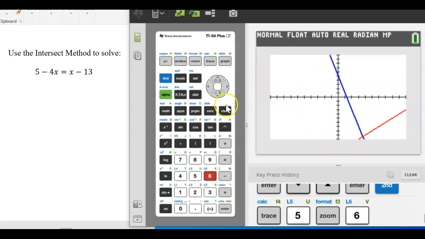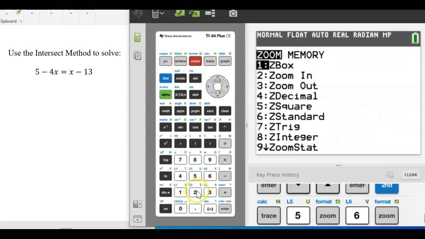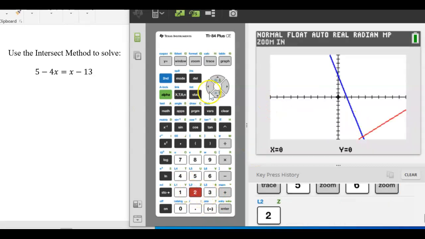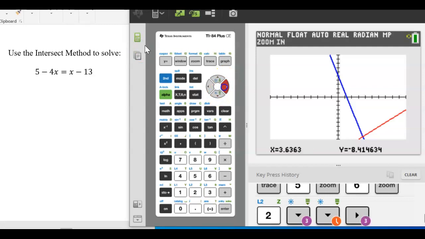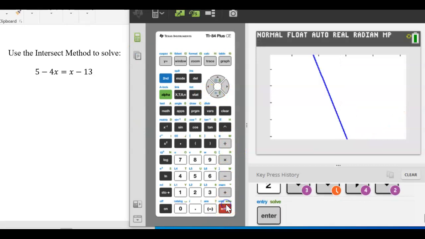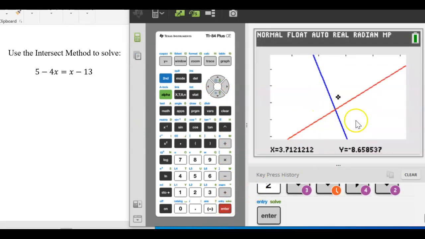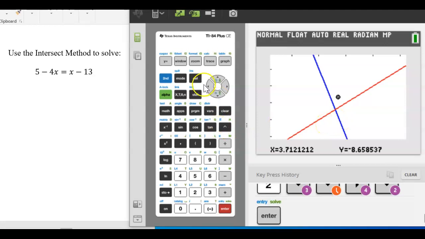So maybe what I'd like to do is zoom a little closer to my intersection, so I'm going to zoom in, and I'm just going to take my cursor and move it close to the intersection and hit enter. Now I can really see my intersection, and that's what I'm looking for because I'm using the intersect method. You can zoom out, zoom in until you can find your intersection.